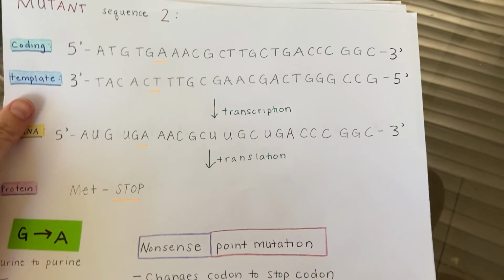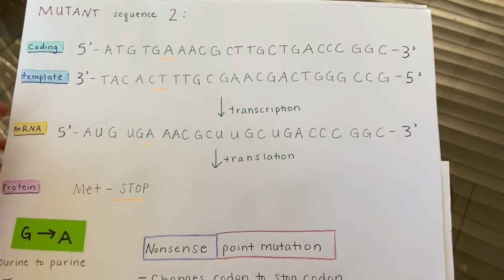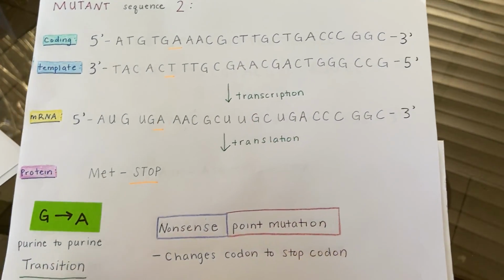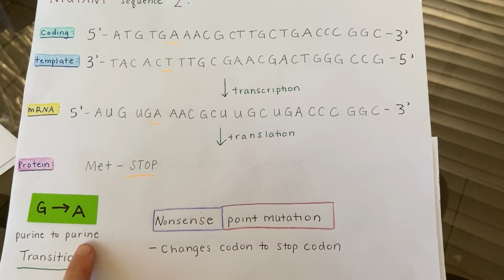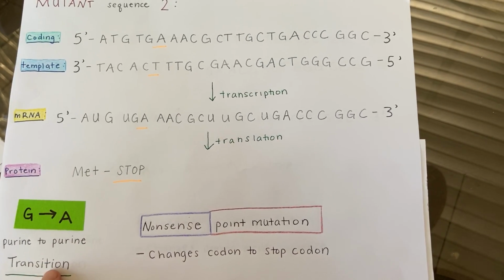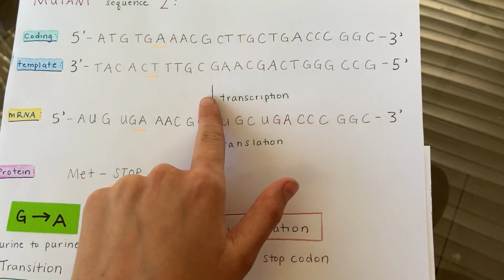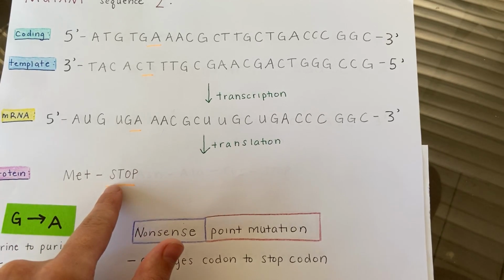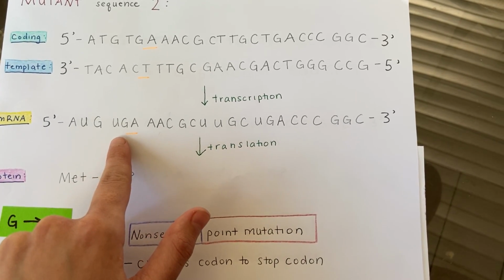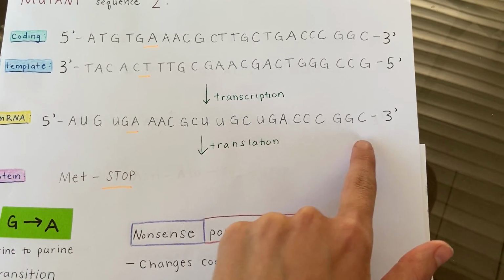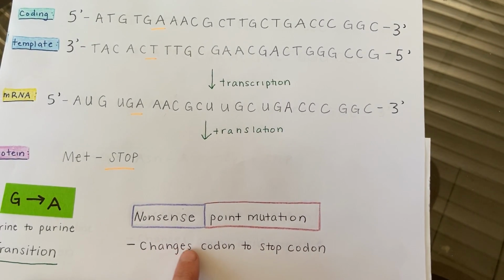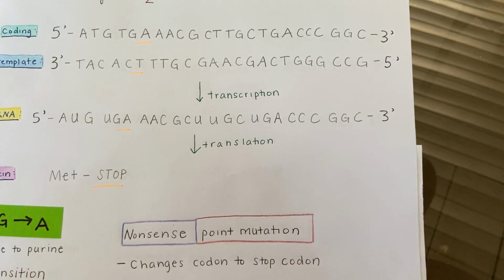So in mutant sequence 2, we can see that we've had a change from G to A in our coding strand, so this is a purine to a purine, and this is known as transition. After transcription and translation has taken place, we can see that we have an early stop codon here. That UGA shows that translation will not occur downstream. This is known as nonsense because it changed a codon to a stop codon.